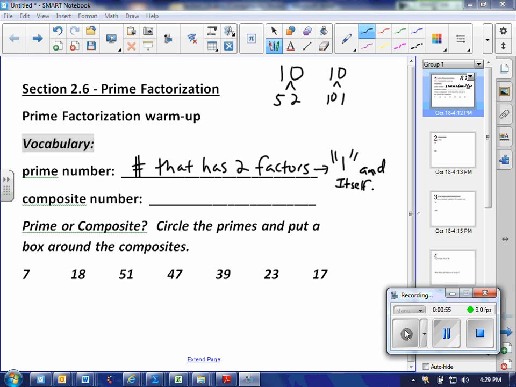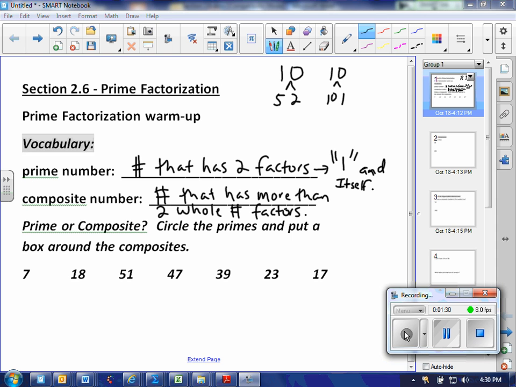Now, a composite number is a number that has more than two factors. So again, a number that has more than two whole number factors. Keep in mind that the number 1 is not a prime number, and it's also not a composite number. Composite numbers have to be a number greater than 1. All right, so we talked about prime and composites earlier today when we played the game Buzz.